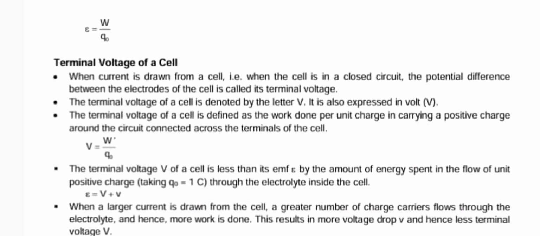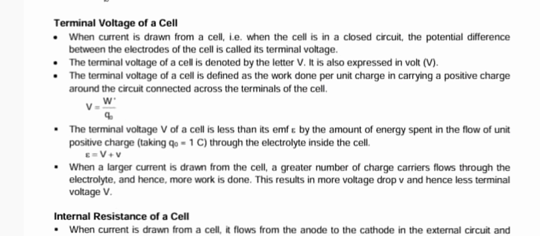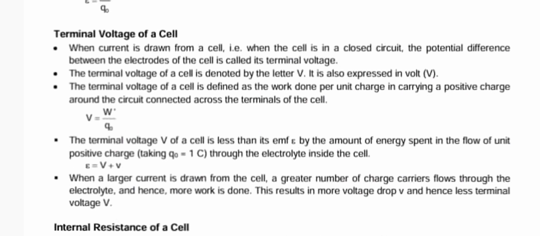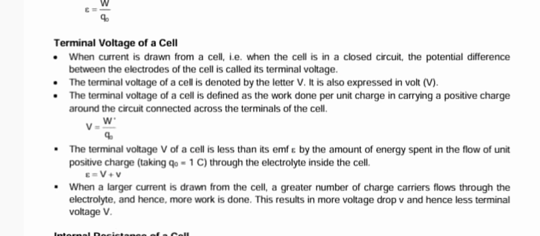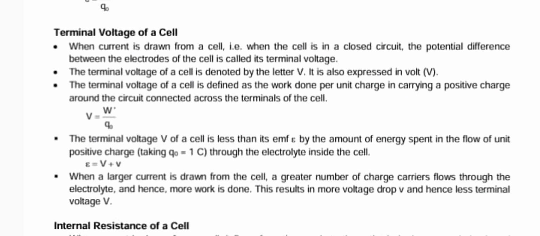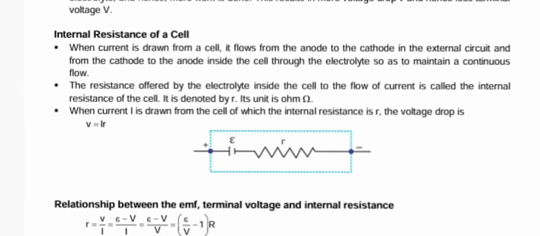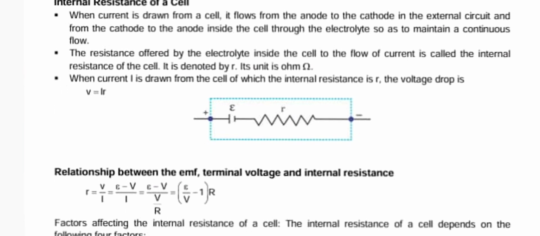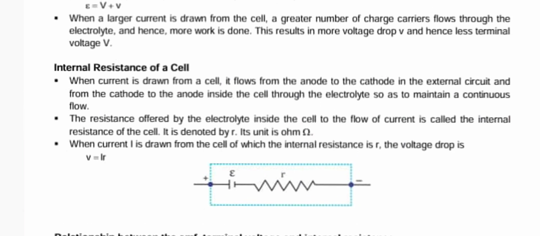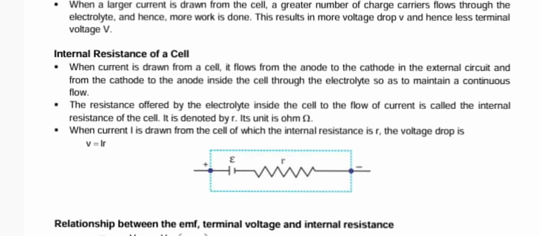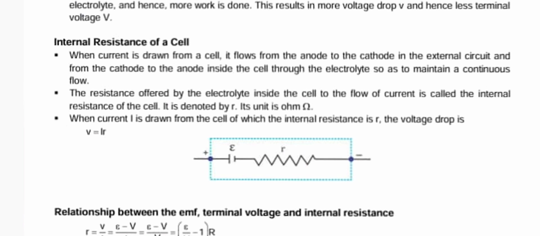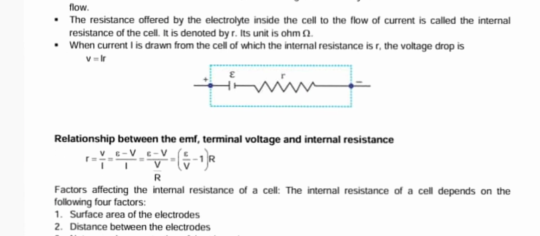Now the terminal voltage of a cell: when current is drawn from the cell, that is, when the cell is connected to a circuit, the potential difference between the electrodes of the cell is called terminal voltage. Now we will do internal resistance. What is internal resistance? When a current is drawn from the cell, it flows from anode to cathode in the external circuit, and from the cathode to anode inside the cell through the electrolyte, maintaining a continuous flow. That opposition is known as the internal resistance of the cell. You can see the relation.